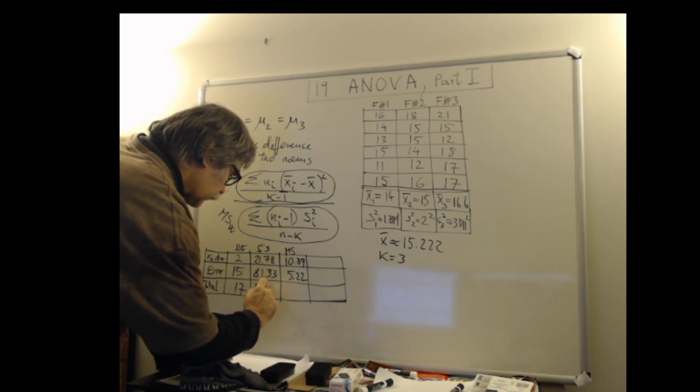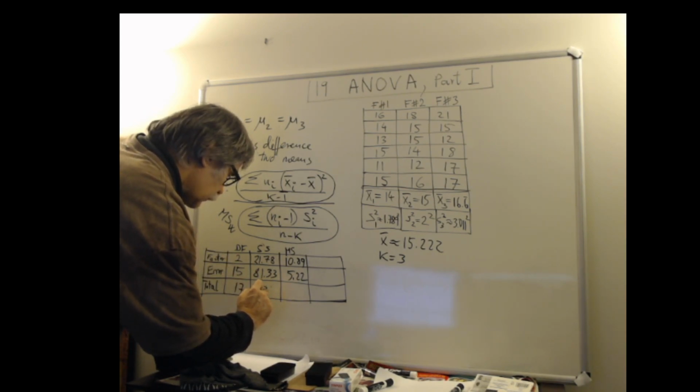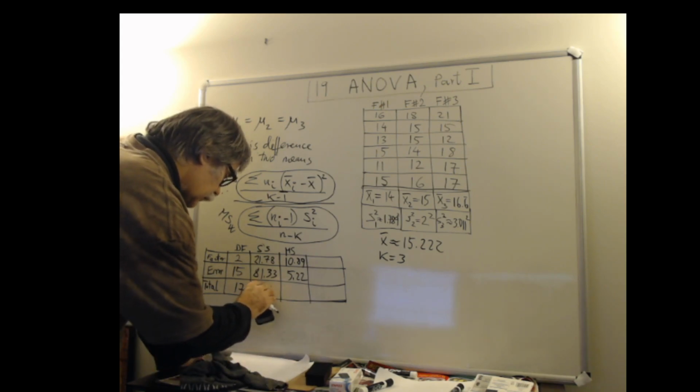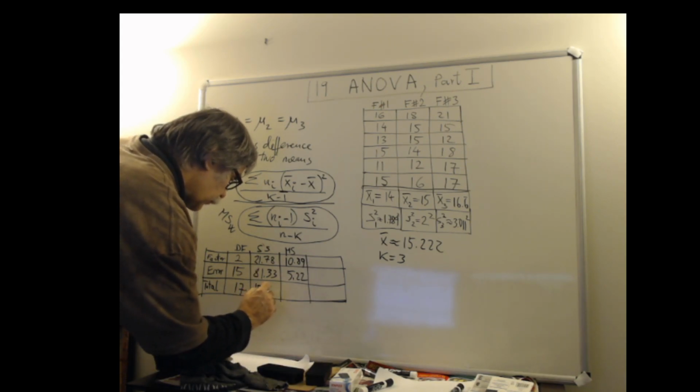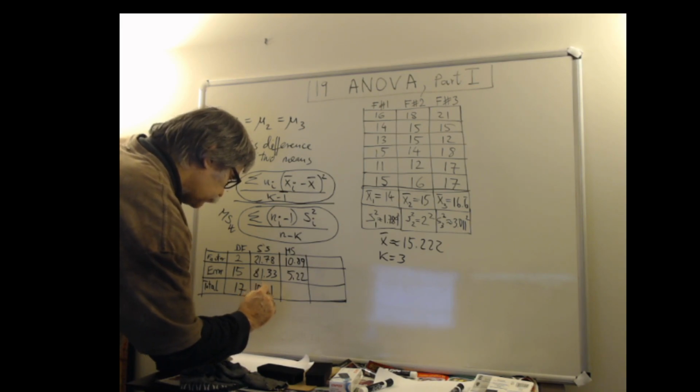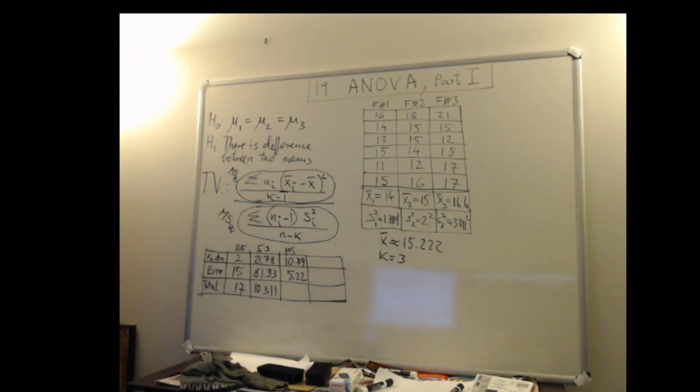103 point, I think it's like 11, something like that. I'm not going to add mean square, it's fine. I don't really need it at all.